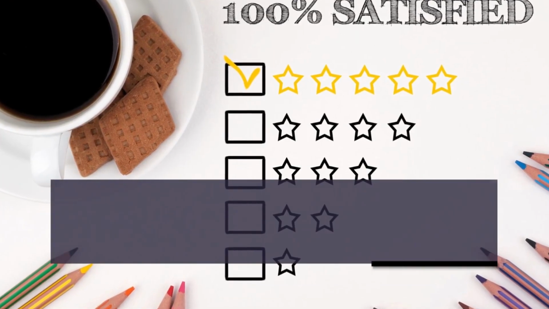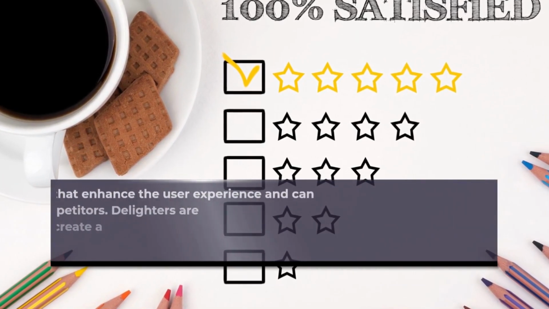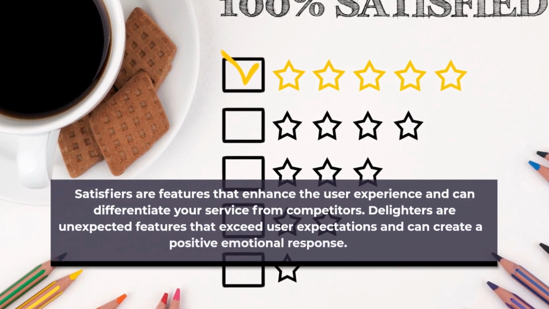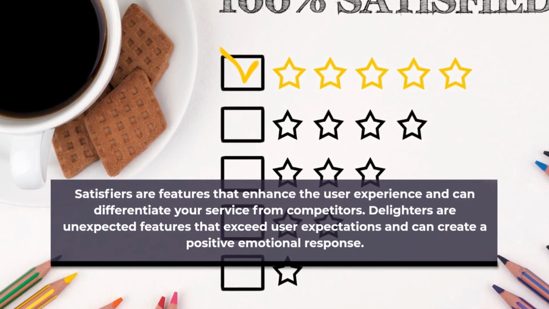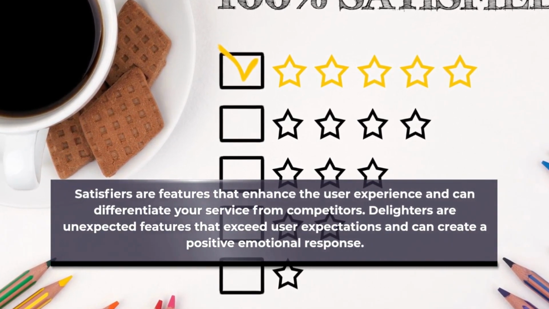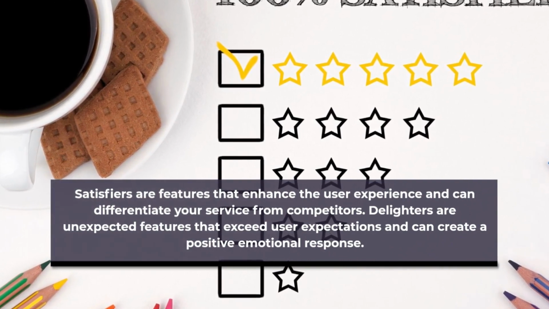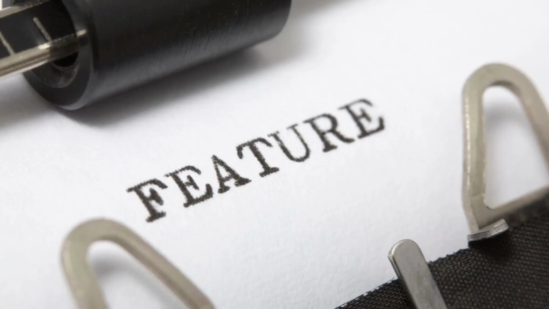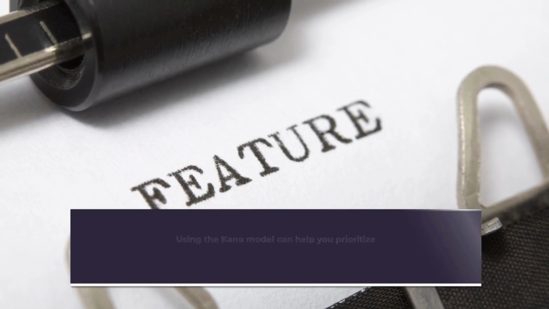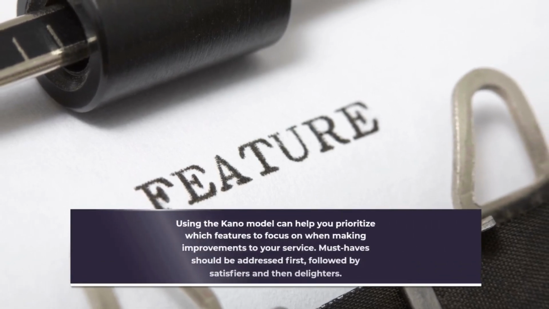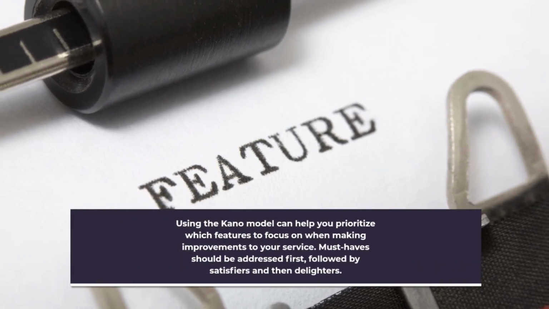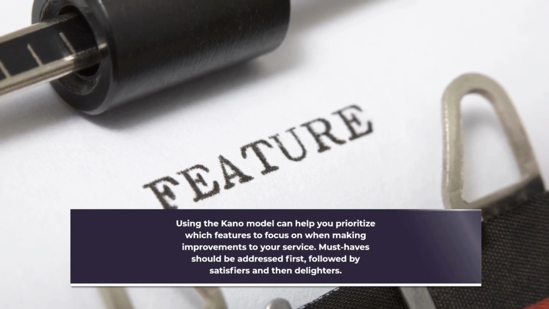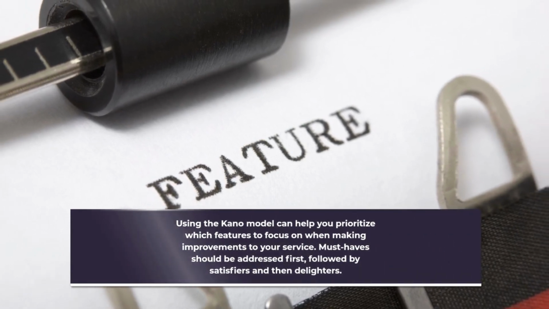Satisfiers are features that enhance the user experience and can differentiate your service from competitors. Delighters are unexpected features that exceed user expectations and can create a positive emotional response. Using the Kano model can help you prioritize which features to focus on when making improvements to your service. Must-haves should be addressed first, followed by satisfiers and then delighters.